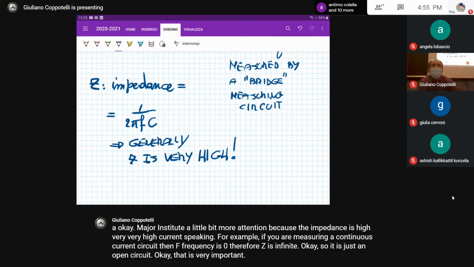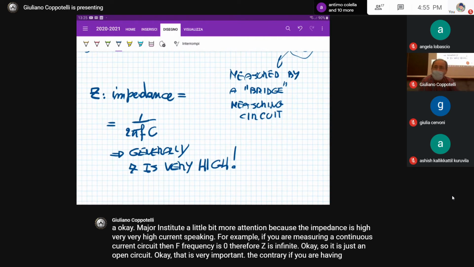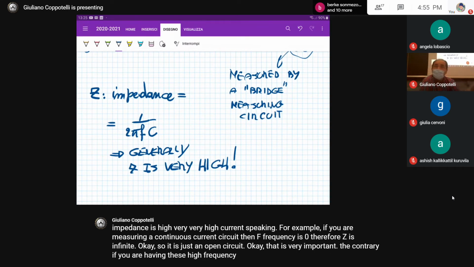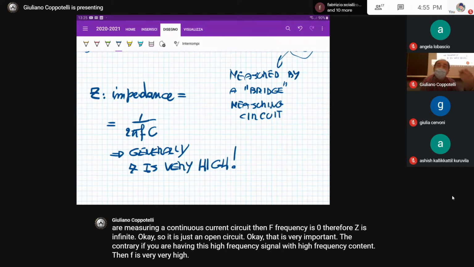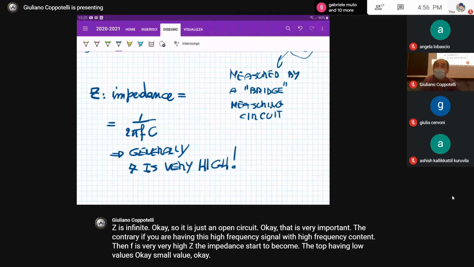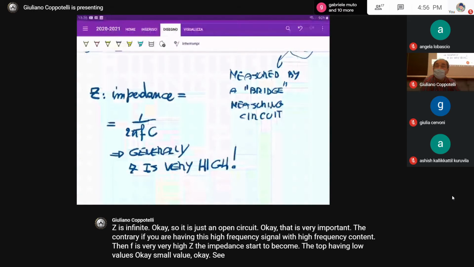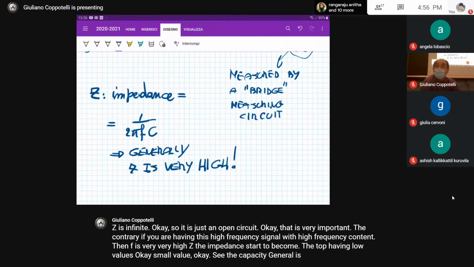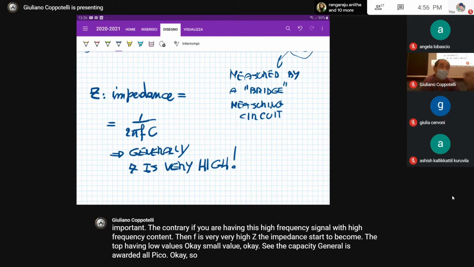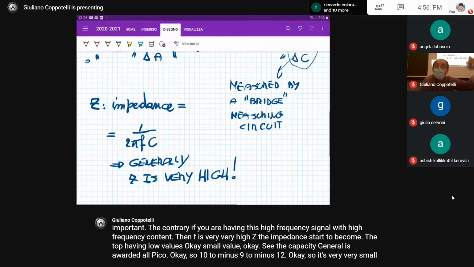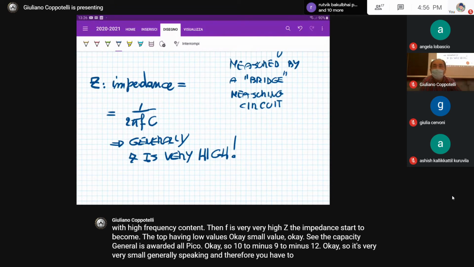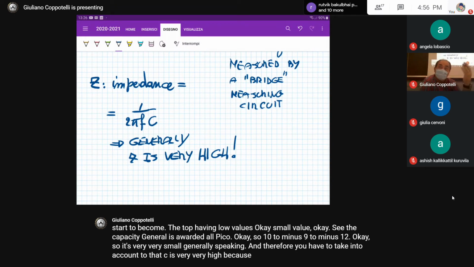On the contrary, if you are having this high frequency signal with high frequency content, then F is very, very high. Z, the impedance, starts having low values, smaller values. C, the capacity, in general is of the order of pico, so 10 to the minus 9, to minus 12. So it's very, very small, generally speaking, and therefore you have to take into account that C is very, very high because also of that.